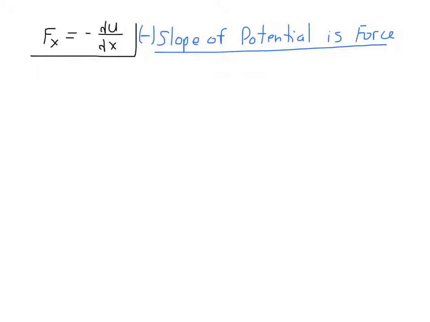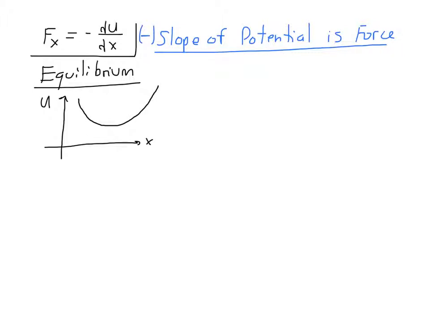Okay, well, what can we do with that? Well, we can actually learn something about equilibrium. So consider the following plot of potential versus position, and I want to know what's going on right at the bottom right there. So the slope right there is going to be 0 because it's flat, but of course that means since the slope of the potential is the force, this means that the force is going to be 0 there.